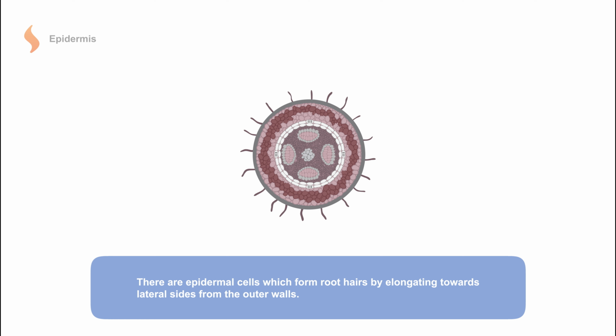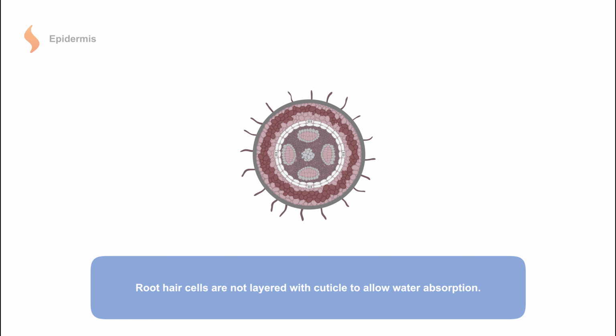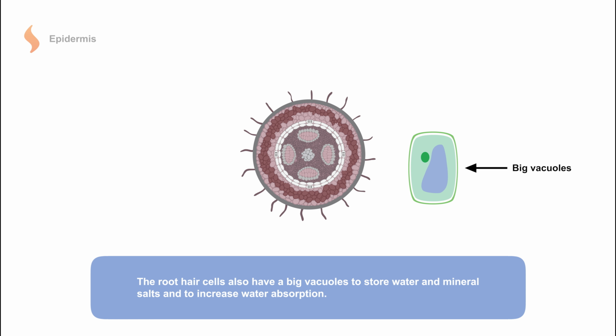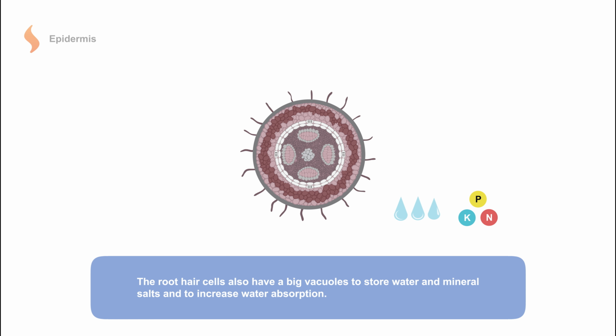There are epidermal cells which form root hairs by elongating towards lateral sides from the outer walls. Root hair cells are not layered with cuticle to allow water absorption. The root hair cells also have big vacuoles to store water and mineral salts, and to increase water absorption.